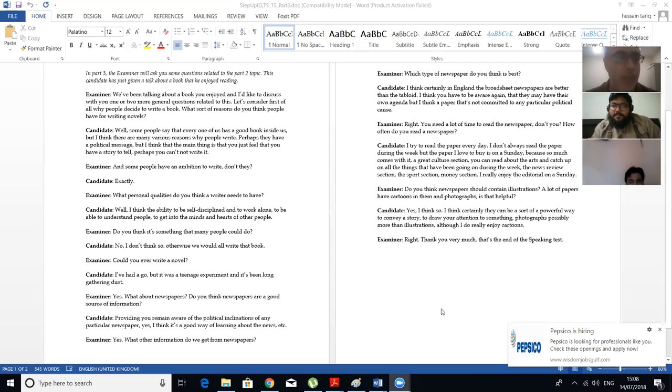Okay, now first page, this is question number 1, 2, 3. Third question: What personal qualities do you think a writer needs to have? Now try to be a bit fluent. What personal qualities do you think a writer needs to have? Say it again, please.